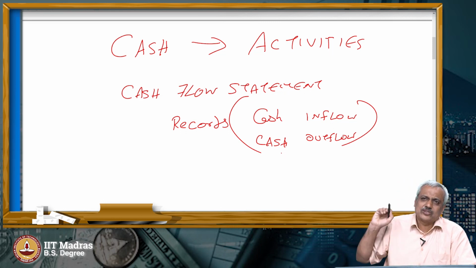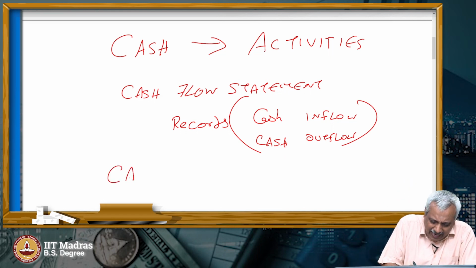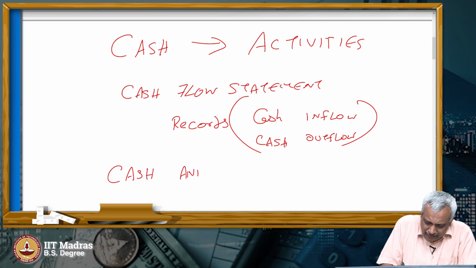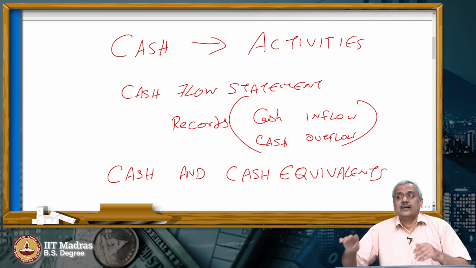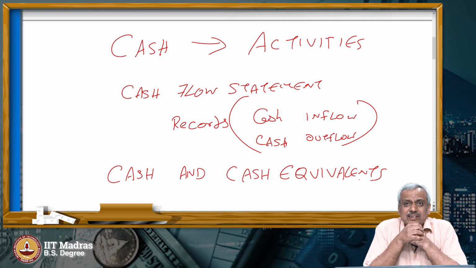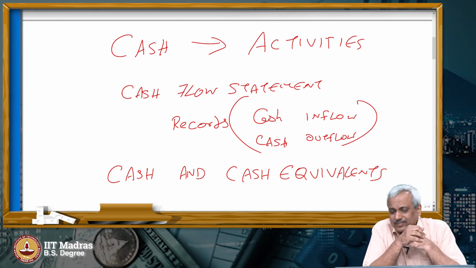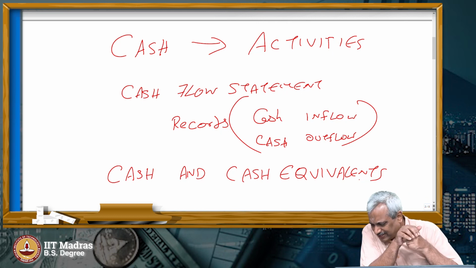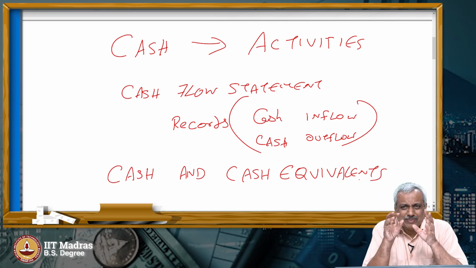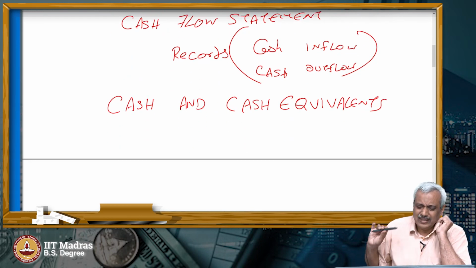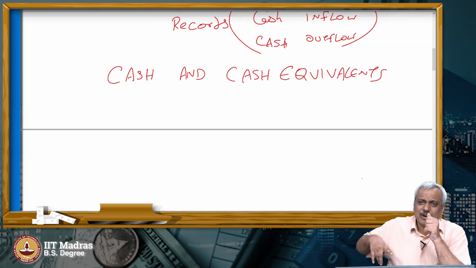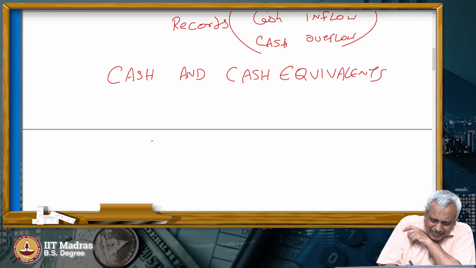Now, when we say cash flow statement, we always mean cash and cash equivalents. What do you mean by cash equivalents? Cash equivalents are very simple: anything that can be converted to cash very easily. For example, imagine I have hard cash in my cash box.